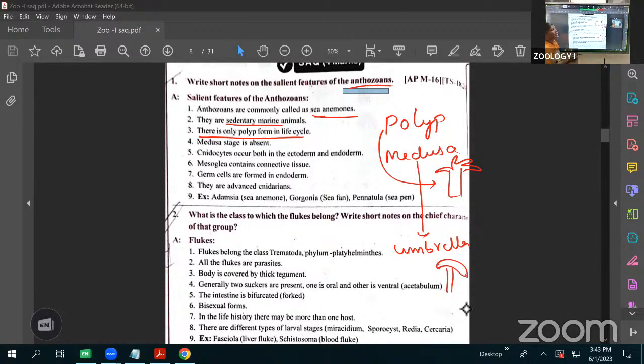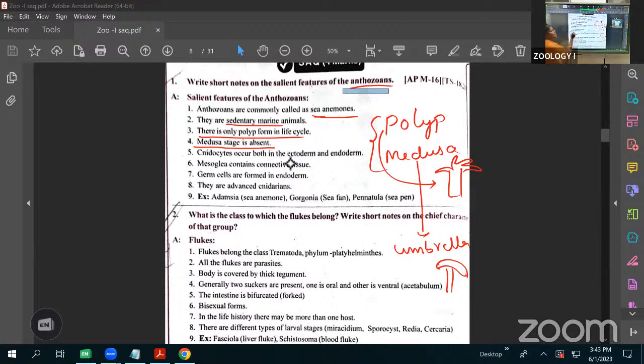Inside of this, the animals have two forms: one is called the polyp form, another is called the medusa form. In the Anthozoa, only the polyp form is present in the life cycle, no medusa form. Normally, in Cnidaria animals, two forms are there, but in this, only the polyp form is present, the medusa form is absent.